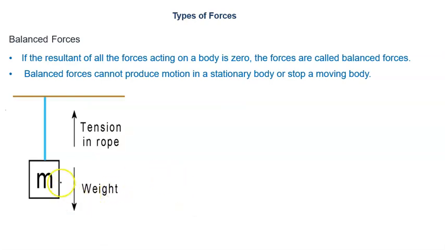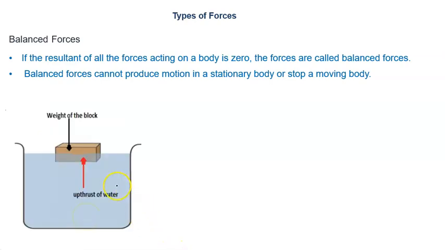Similarly, if this block is suspended with a thread, the weight is acting downward, that is W equal to mg, so this block should go in the downward direction. But this block remains at rest, it means one more force is acting, that is the force acting on the block by the thread, and that is known as the tension force. So tension force equals the weight, so this block remains at rest.